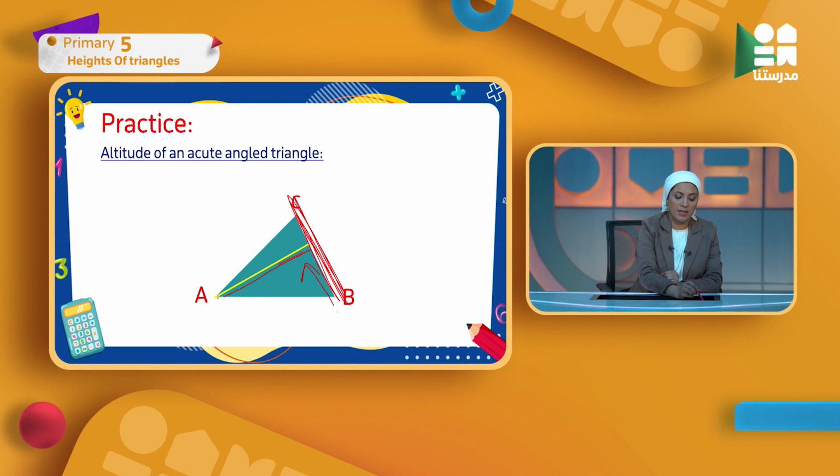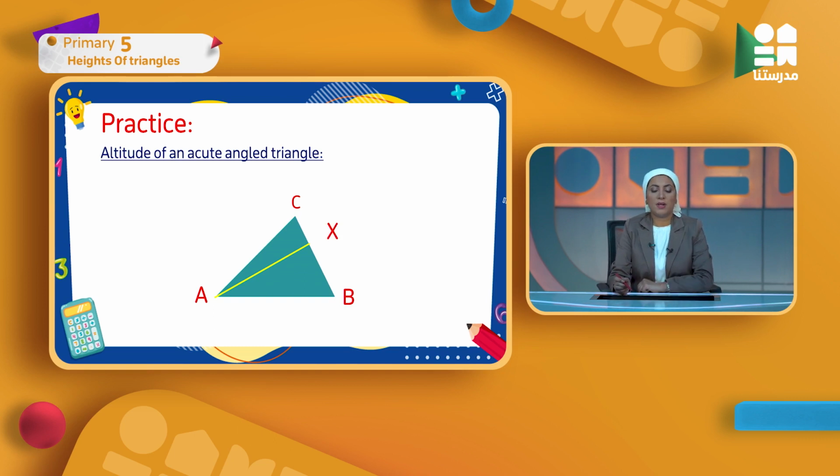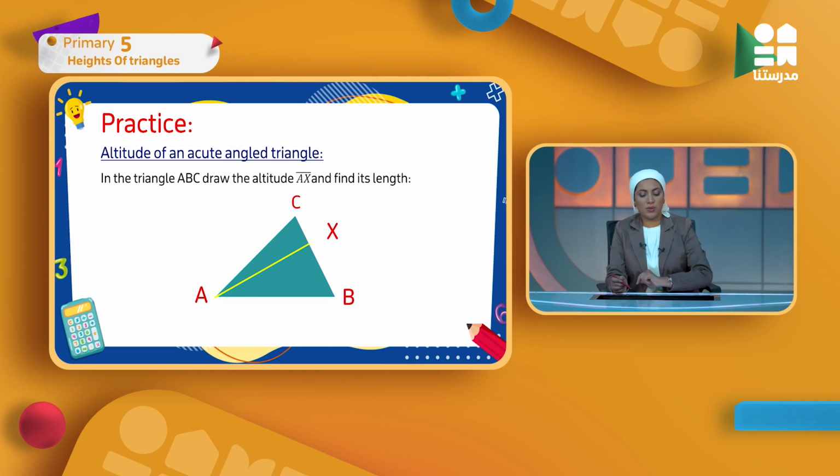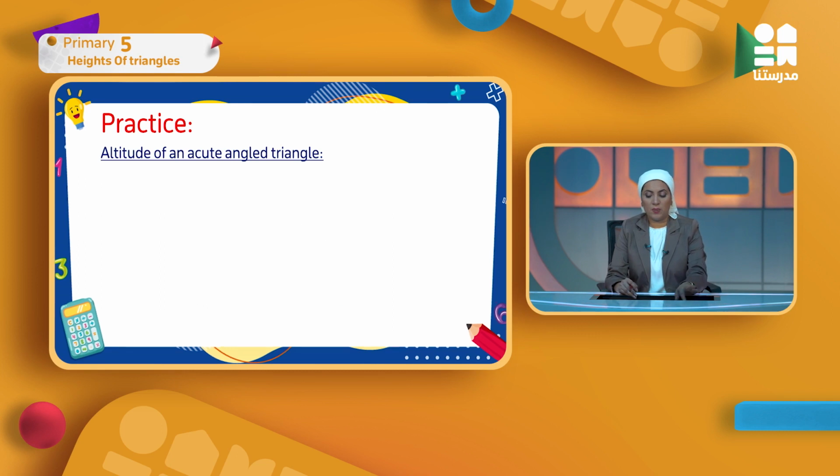Okay? Then this is going to be my altitude AX. Now I want to measure it. Then I use my ruler. Normally I will measure the line AX, or the altitude AX. Then I am going to write the answer. This one, when we measure it, it will be 5 centimeters. Okay, now let's move to the third example in the acute angle triangle.